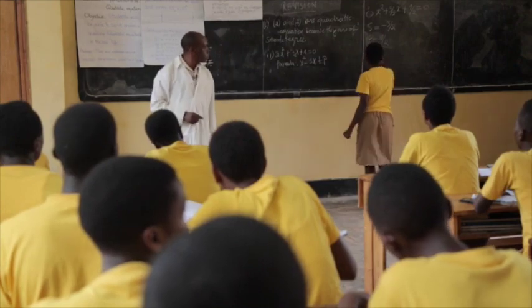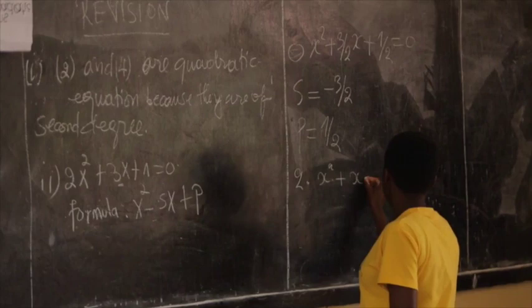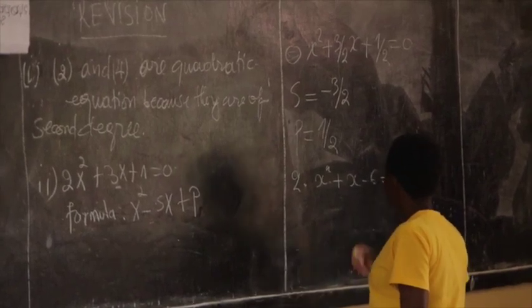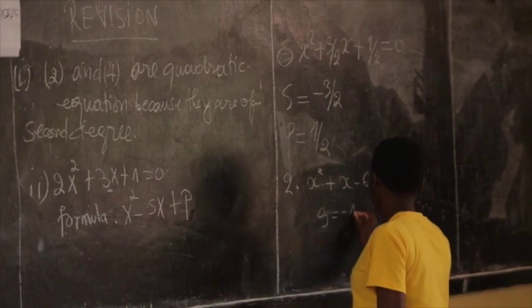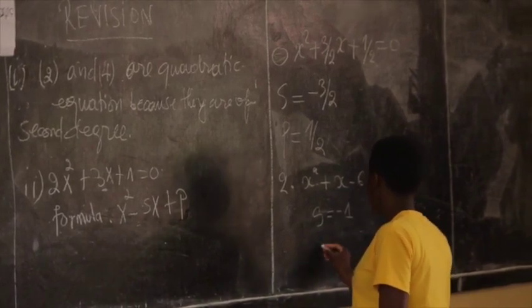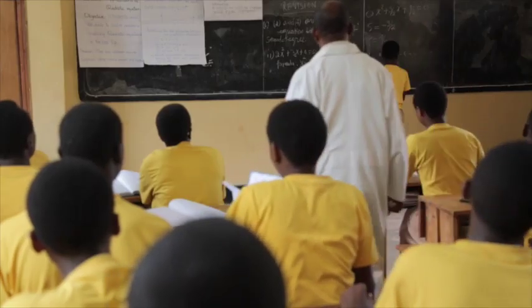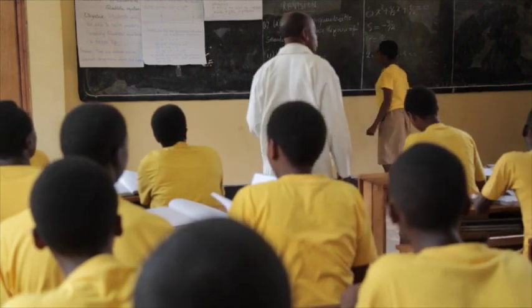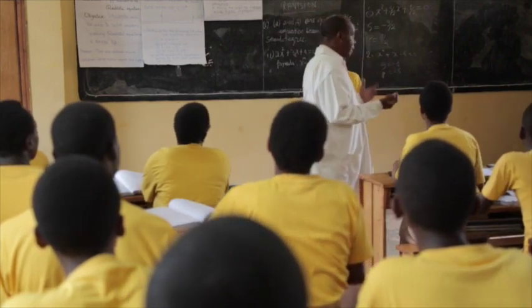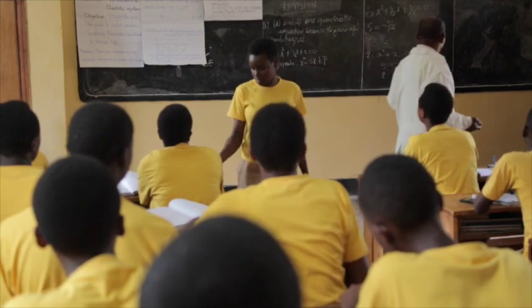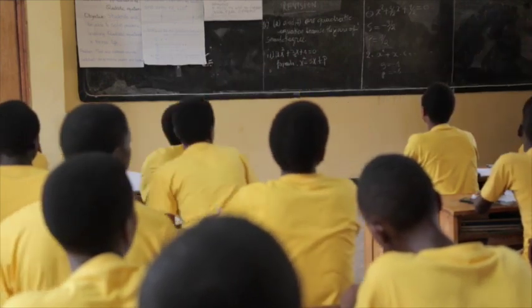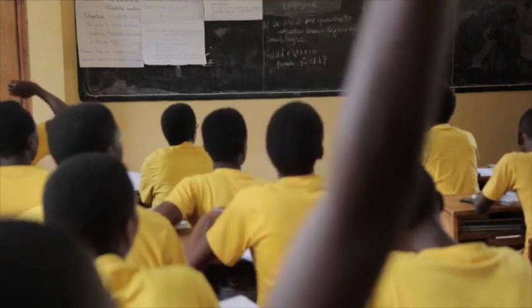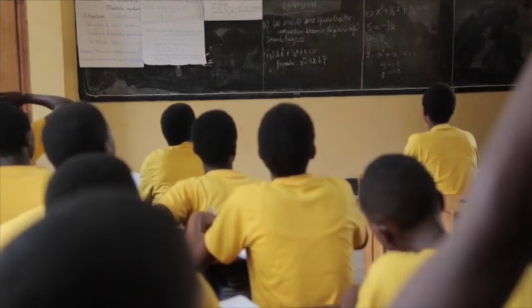x squared plus x minus 6 equals 0. The sum equals minus 1. The product equals minus 6. Okay? Yes. Now, how can you explain this? She said that the sum is minus 1 and the product is minus 6.